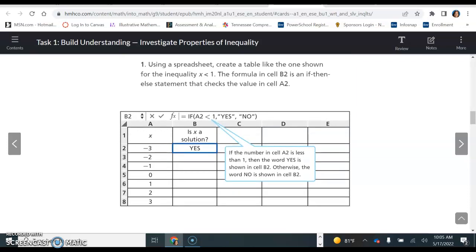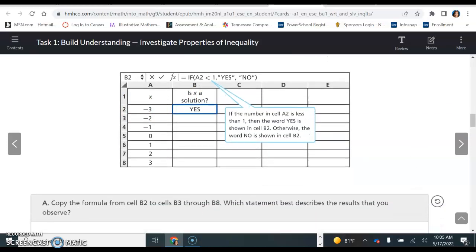All right, using a spreadsheet, create a table like the one shown for the inequality x less than 1. The formula in cell B2 is an if-then-else statement that checks the value in A2. All right, so it says if the number in cell A2 is less than 1, then the word is yes. So is this less than 1?